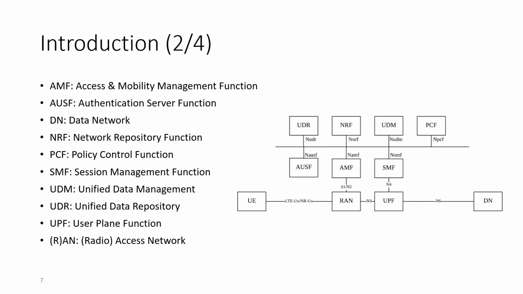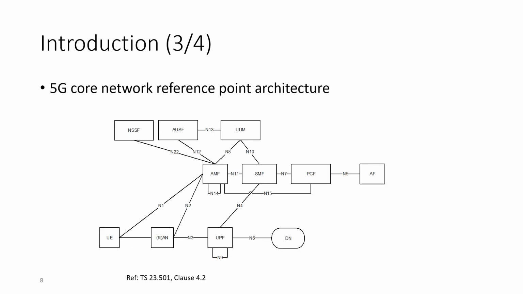RAN is the base station for 5G. Each of the network functions except RAN and UPF are connected using service-based interface that runs with open API on HTTP2. In this figure, we will show the relationship of network functions within 5G core networks. And the numbers of the interface we will explain in the next page.